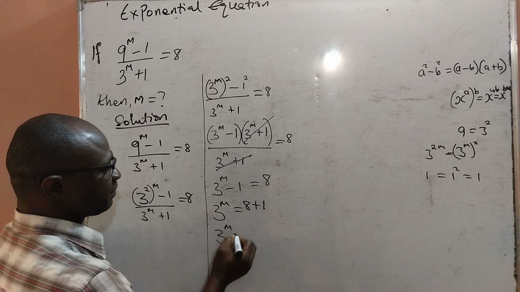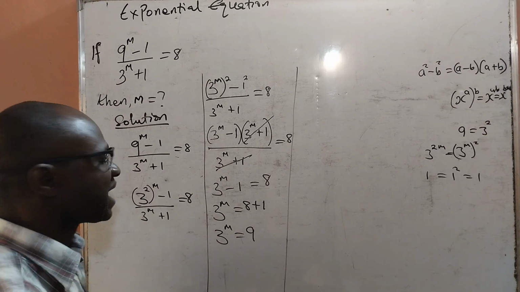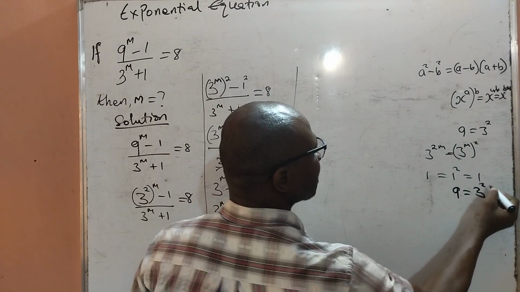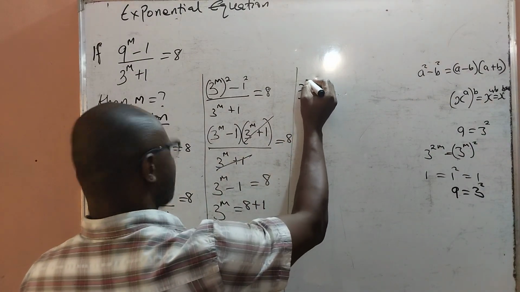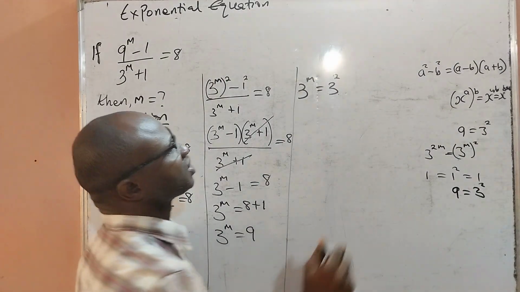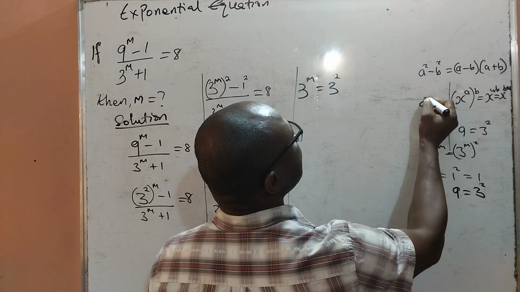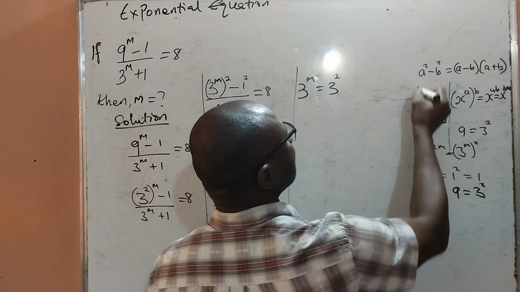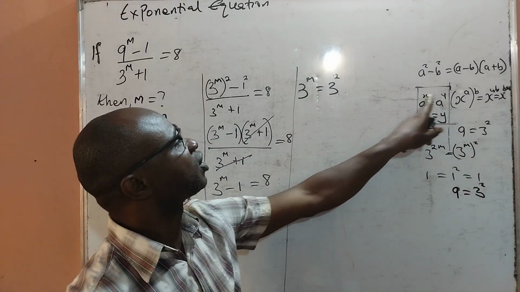That means 3 raised to the power n is equal to 9. At this point, what I will do next is to express 9 in base 3. That means 9 is the same thing as 3 raised to the power 2, that means 3 multiplied by 3. And that will give us 3 raised to the power n equal to 3 raised to the power 2. According to the law of indices, when I have a raised to the power x equal to a raised to the power y, therefore x is equal to y.